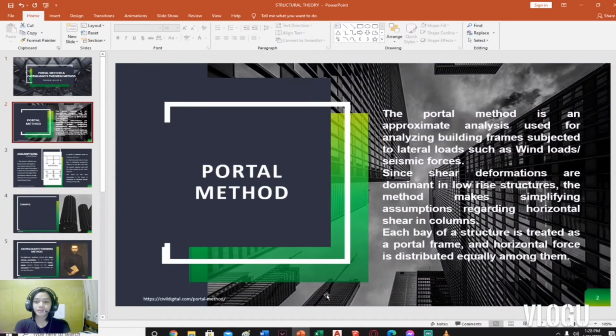So what is portal method? According to Civil Digital, the portal method is an approximate analysis used for analyzing building frames subjected to lateral loads such as wind loads and seismic forces. Since shear deformations are dominant in lower structures, the method makes simplifying assumptions regarding horizontal shear in columns. Each bay of a structure is treated as a portal frame and horizontal force is distributed equally among them.